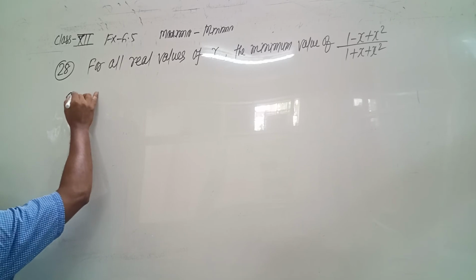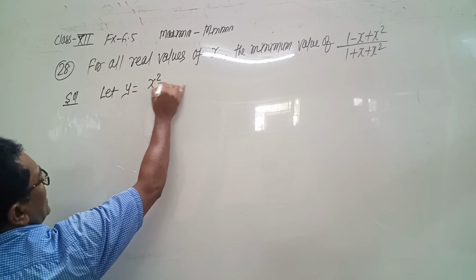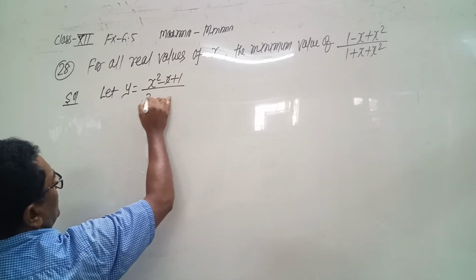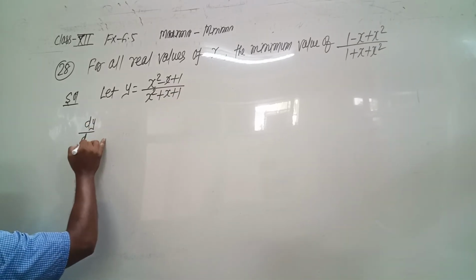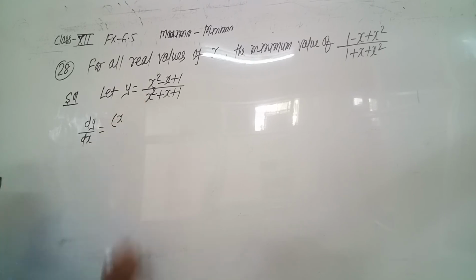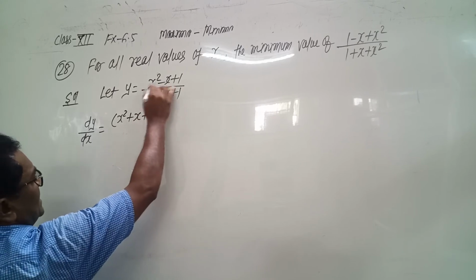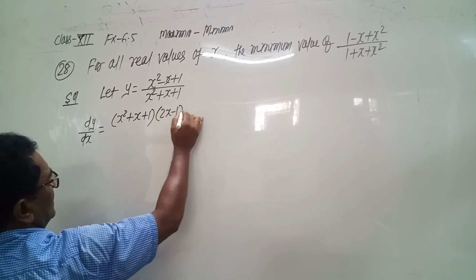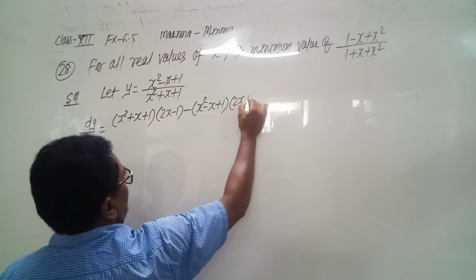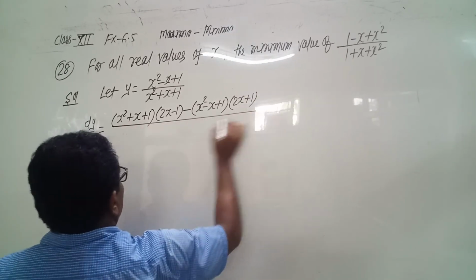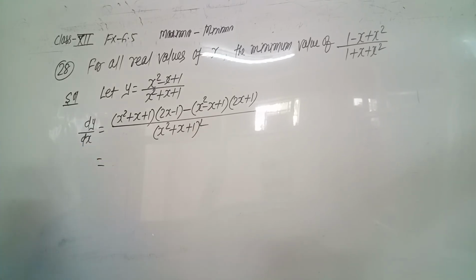So let y equals x square minus x plus 1 upon x square plus x plus 1. We differentiate for maximum or minimum, dy by dx, on u by v. So v as it is and d by dx of u, 2x minus 1, minus u as it is and d by dx of v, 2x plus 1, upon v square, x square plus x plus 1 the whole square. Remove the bracket.